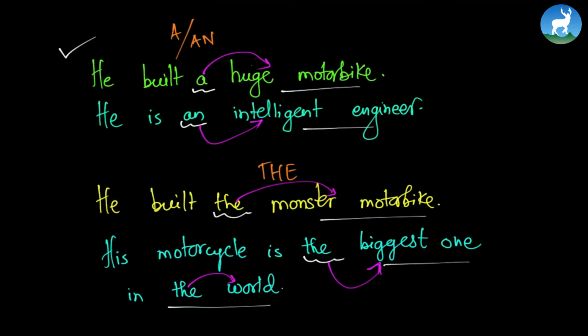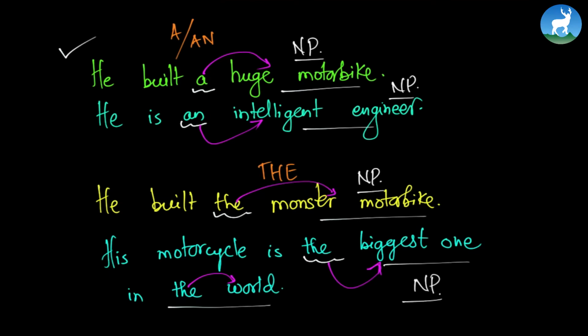Now the grammar idea is the articles are followed by a noun phrase. So Hugh's motorbike is a noun phrase. I'm writing NP for that. Intelligent engineer is a noun phrase. I'm writing NP for that. So monster motorbike is also a noun phrase, while the biggest one in the world is longer, but it is also a noun phrase. What's a noun phrase?